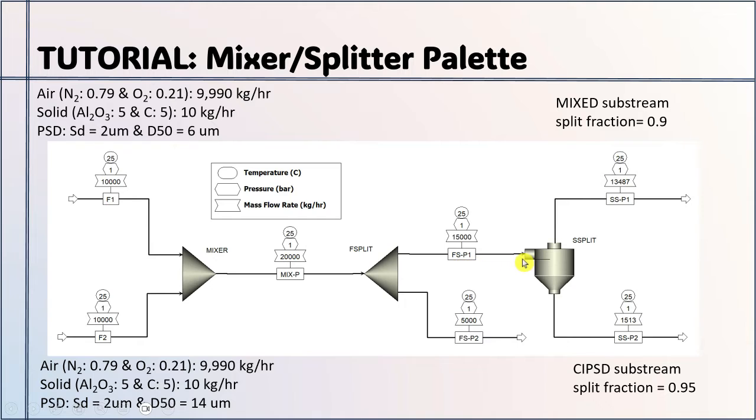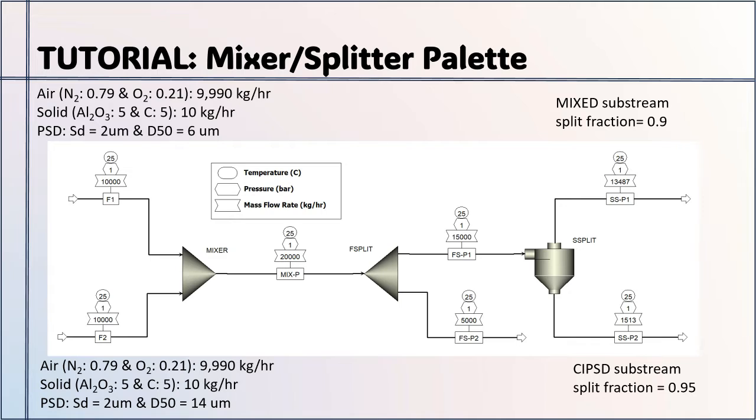The FSP1 stream is split into the SSP1 stream and the SSP2 stream. Since this is a substream splitter, it is specified that the SSP1 stream contains 90% of the mixed substream flow rate of the FSP1 stream, whereas the SSP2 stream contains 95% of the flow rate of the solid substream. So in other words, 5% of the solid substream is lost into the SSP1 stream and 10% of the mixed substream is lost into the SSP2 stream.